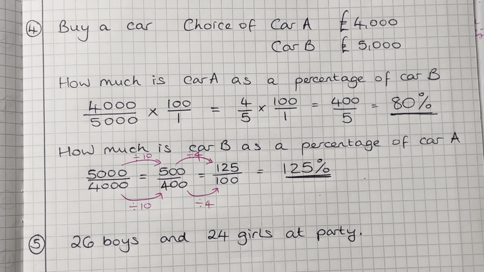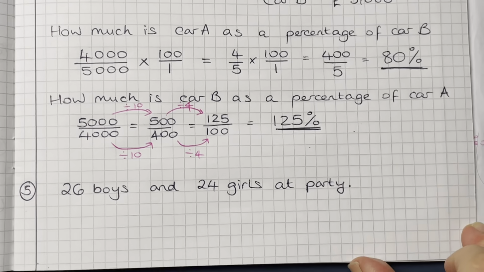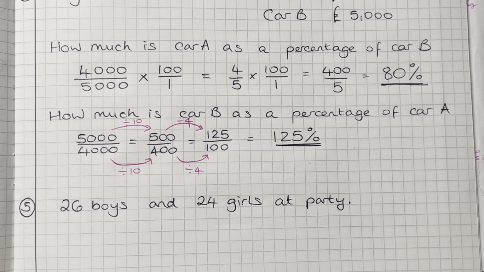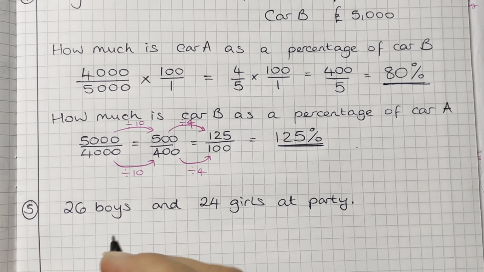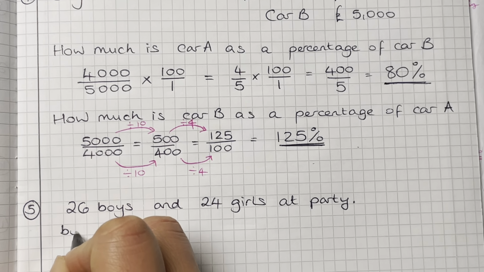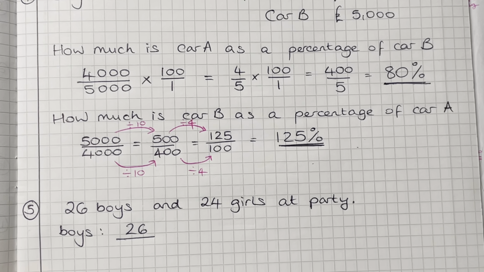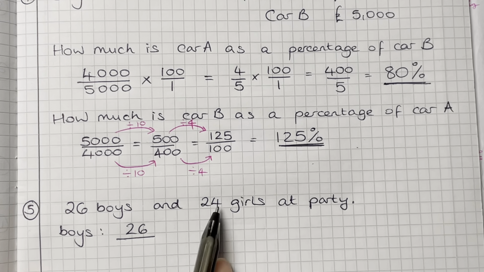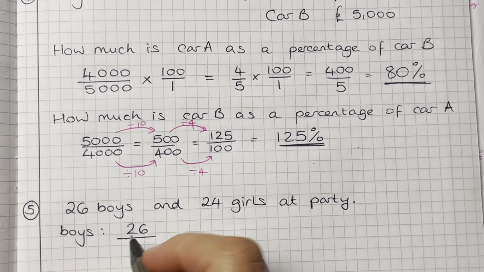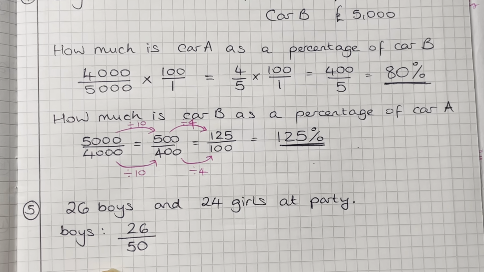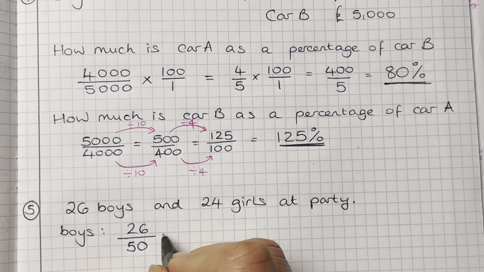I want to know the percentage of boys and the percentage of girls. So the percentage of boys at my party is going to be 26 boys over the total number of people at the party. I need to add my boys and my girls together. The total number of people at my party is 50.